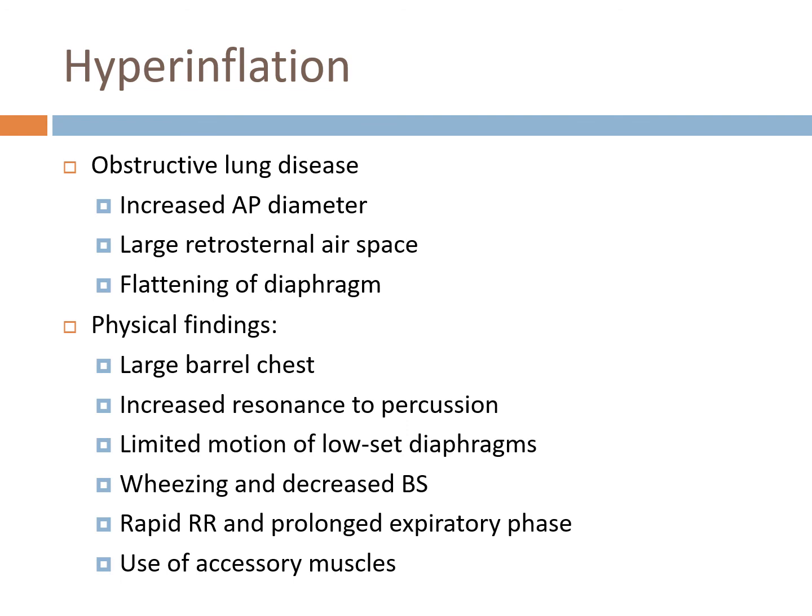All right, hyperinflation. This is definitely a thing that we see a fair amount with our COPD patients. So in our obstructive lung disease and also with our asthmatics, we have an increased AP diameter, a large retrosternal airspace, so in between the sternum and the lungs itself, there's an increased space. Flattening of the diaphragm.